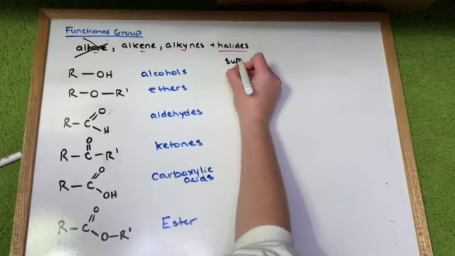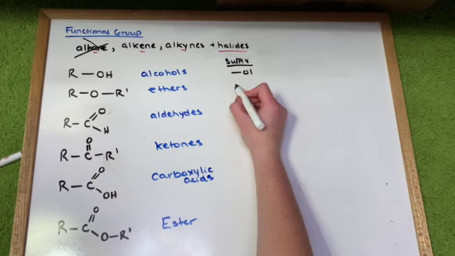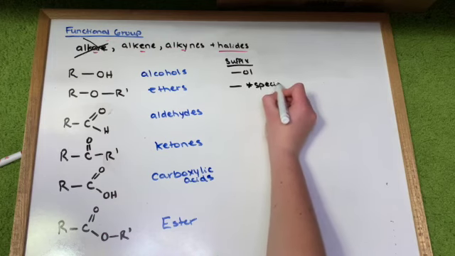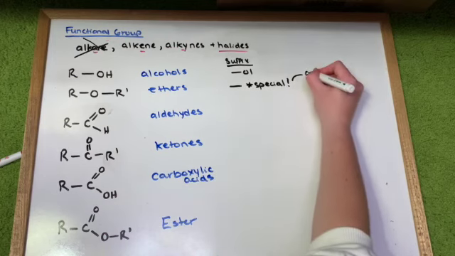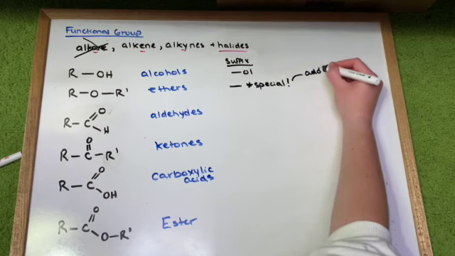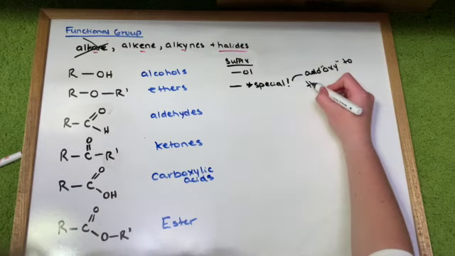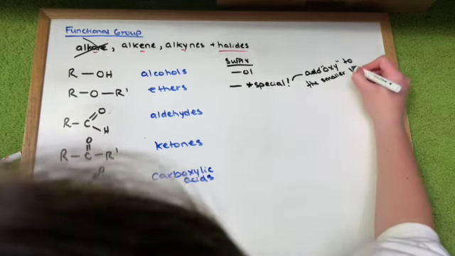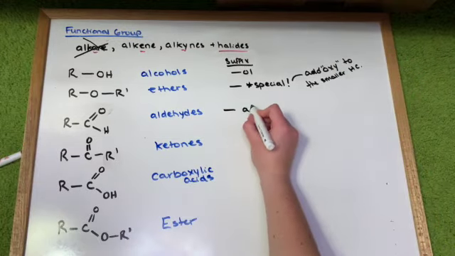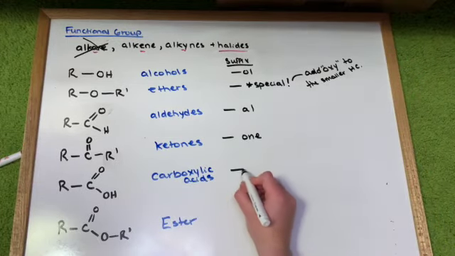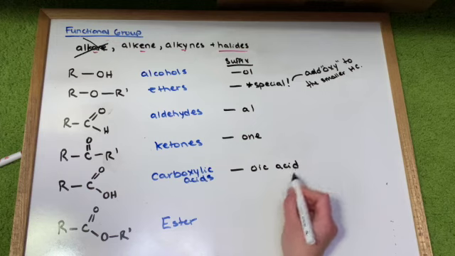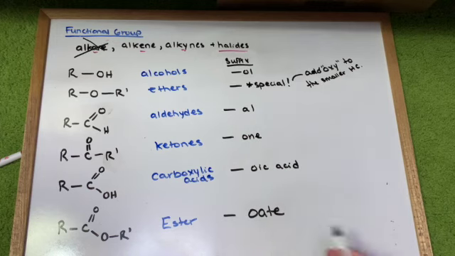Carboxylic acids have the double bonded oxygen and then they have a hydroxy group attached. So the suffixes: for alcohols, it ends in "-ol". For ethers, it's a little bit different than the others. I'll show you an example further on. We have aldehydes, which is "-al", ketones, which is "-one", carboxylic acids, which is "-oic acid", and then esters end with "-oate".